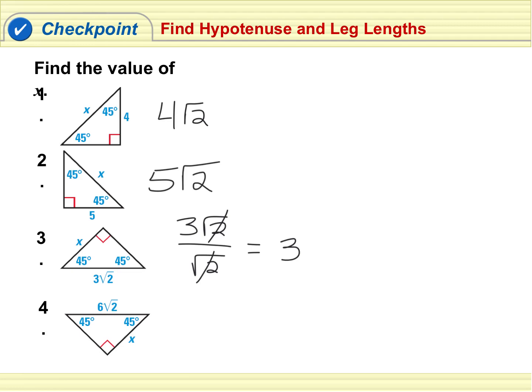Okay, what about number 4? What does it give me? Hypotenuse. How do I go back to the leg? Divide by square root 2. Yep, 6 square root of 2 divided by the square root of 2. What happens? They cancel and you get 6.